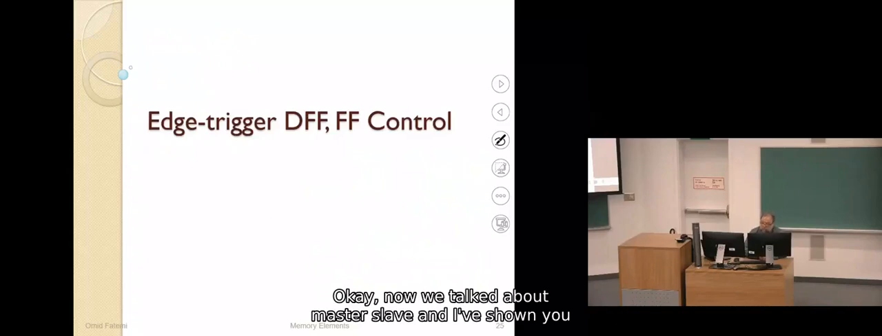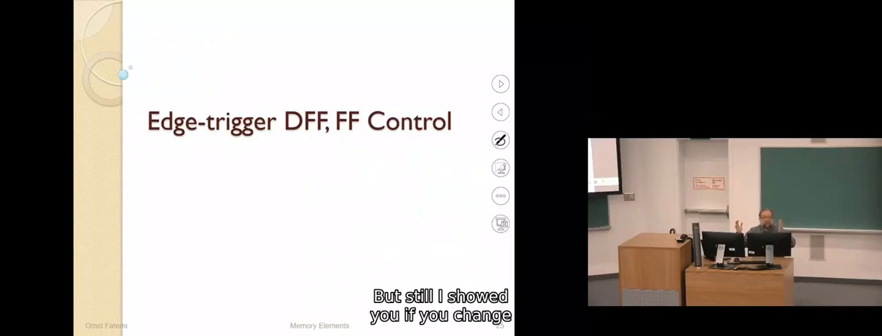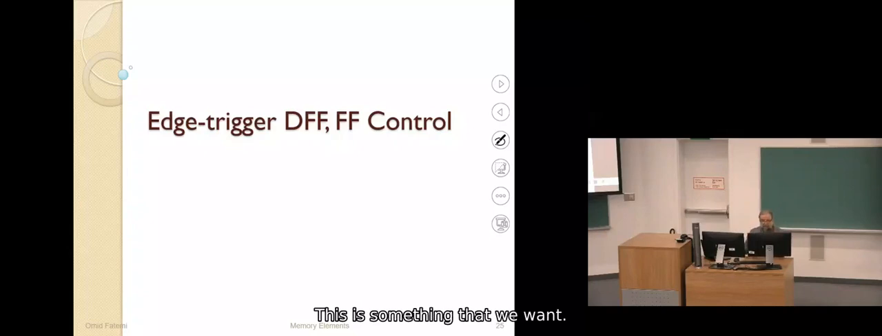Okay, now we talked about master-slave, and I've shown you that it doesn't have transparency for the whole thing, but still, I showed you that if you change the input in the middle of the clock level, it's not good. It might not be what you wanted. You wanted something that just gets the data at the beginning of the clock. That's it. And then if I change the data, it doesn't go through. This is something that we want.